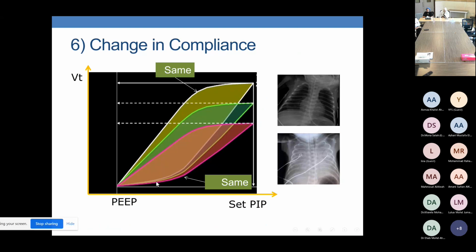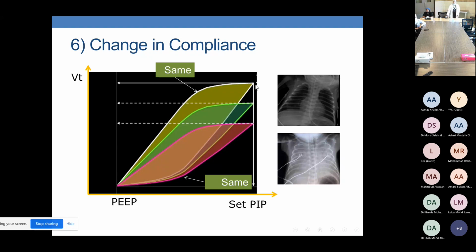Now with the change in the compliance, as we said, when the loop shifts to the right, it means poor compliance. When you give the surfactant, there will be improvement in the compliance. Now here, this is the beauty of putting the VG, the importance of putting the volume guarantee. Why? Because in preterm infants, once you give the surfactant, there will be improvement in the lung compliance. So if you didn't put VG, what will happen? Simple, with the same pressure you are giving, the lung will give a larger volume.